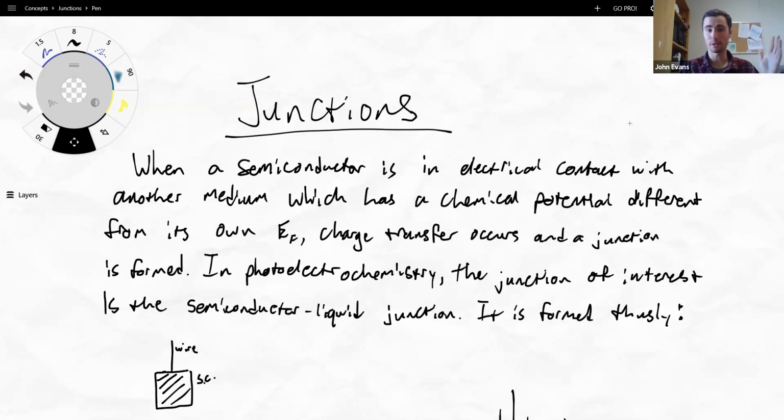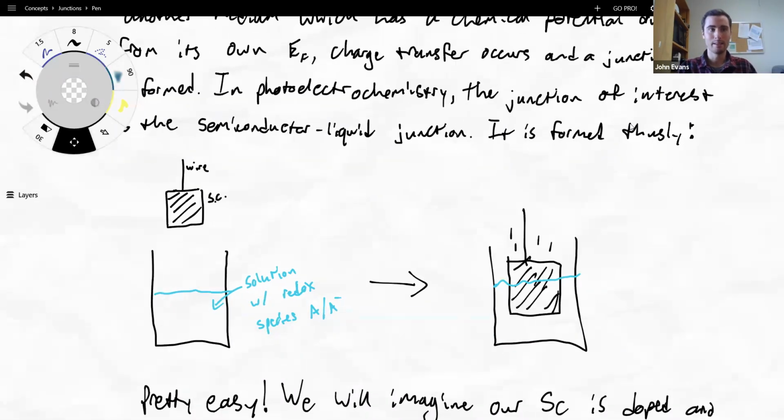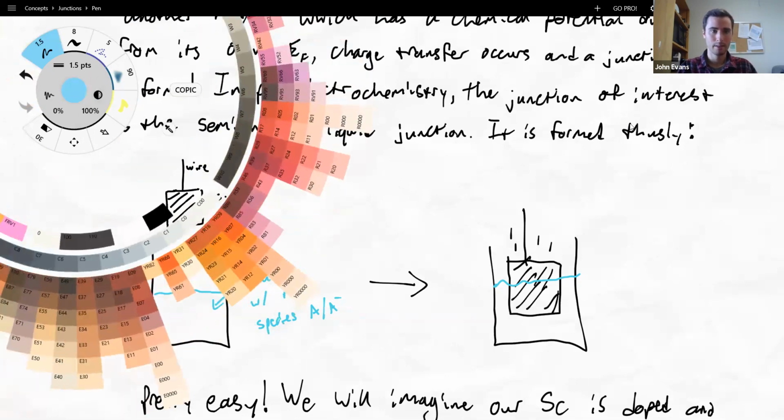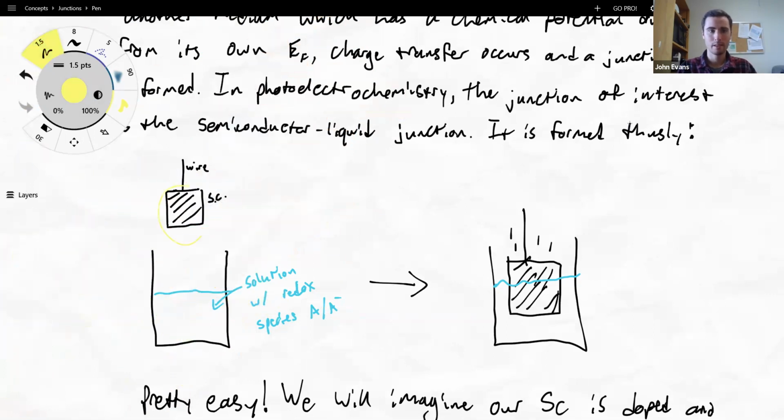So first, let's form a semiconductor liquid junction. The way that you form one is by taking a semiconductor that you have an electrical contact to and a solution that has some sort of redox couple in it, some sort of chemical species that can undergo an electric change. And then you're just going to drop it in. That's it. That's the whole ball game. I'll use a different color. Yeah, let's use yellow. You just take your semiconducting species and just drop it in the water. That's all you got to do. So pretty easy.